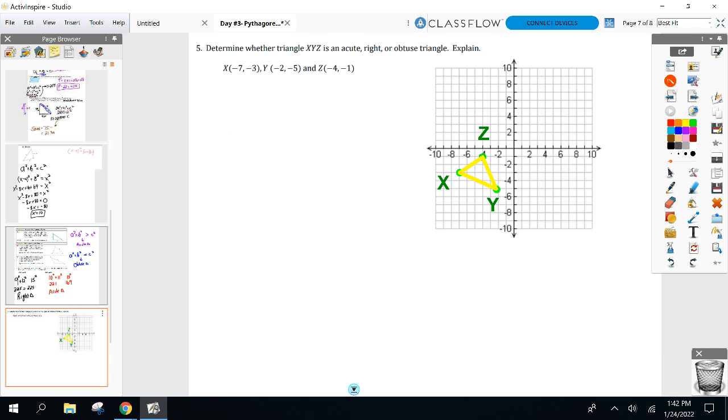I got a graph. I'll let you guys graph it and we'll talk. How can I figure out what type of triangle this one is? So go ahead, graph. So close, everyone, so close. You can taste the homework.